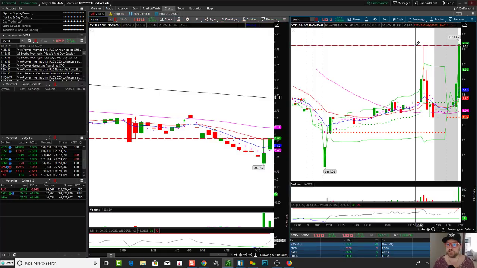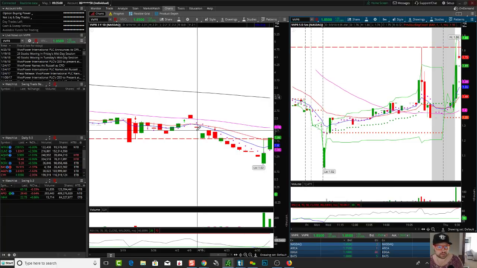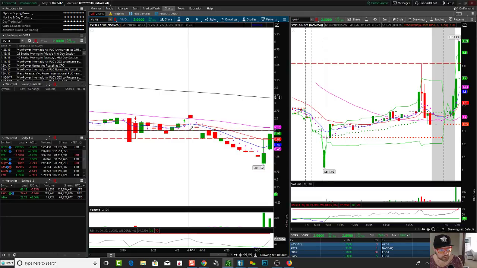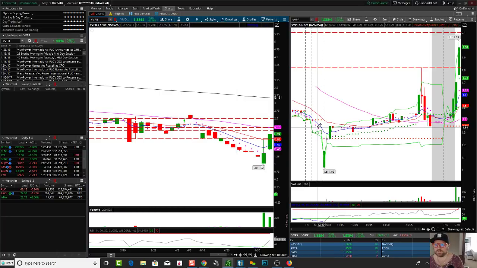Let's put a line right there. So you want it to get above that. If it can, look at obviously $2 psychological support and/or psychological resistance, and then 219, and then you have this kind of weird gap right in here. There's kind of several different gaps right here. So this is where you've got to be careful with a stock like this.